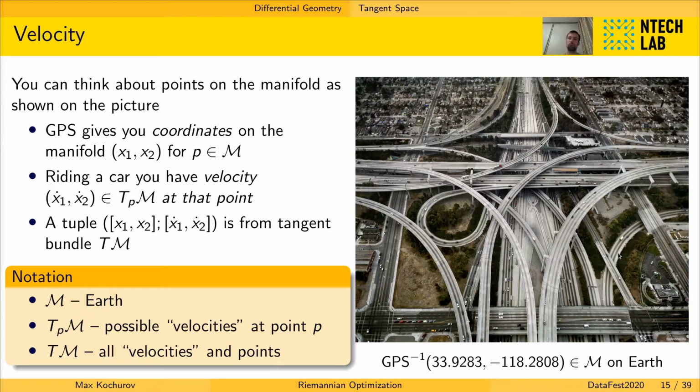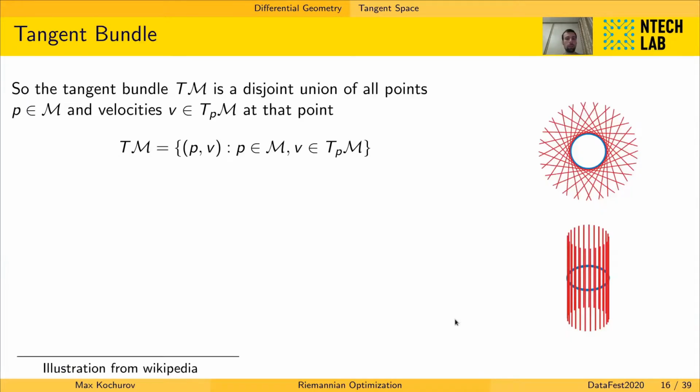And the tuple of coordinates themselves and this velocity forms a point from the tangent bundle. It's a union for points on the manifold and all the possible velocities at every point. It's a disjoint union. So formally, it looks like this. You have a pair of a point and a velocity vector, and they both are points from the tangent bundle.